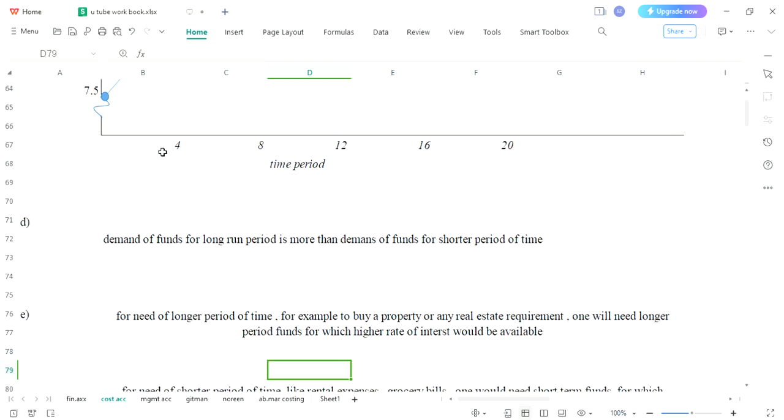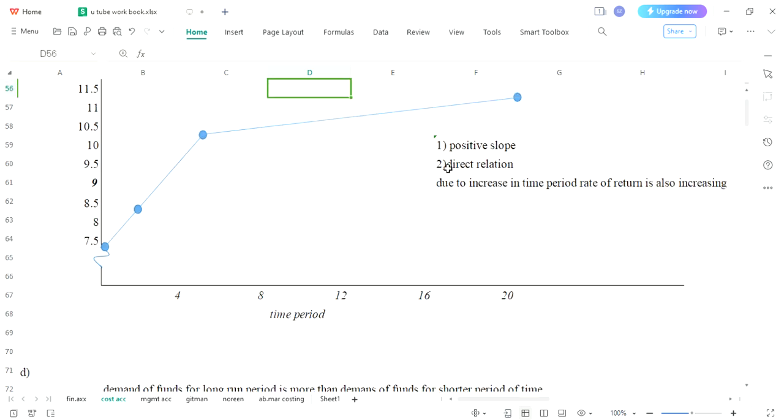And finally, in the theoretical portions D and E, we discussed that since the demand for funds for a longer period of time is more than the demand for shorter-period funds, as you seek funds for a longer period of time, you will have to pay more interest. Then in market segmentation, we divided two products: property for the longer period of time, for which you will have to pay a higher rate of interest, and rental expenses, for which short-term funds are needed and you will pay a smaller rate of return.